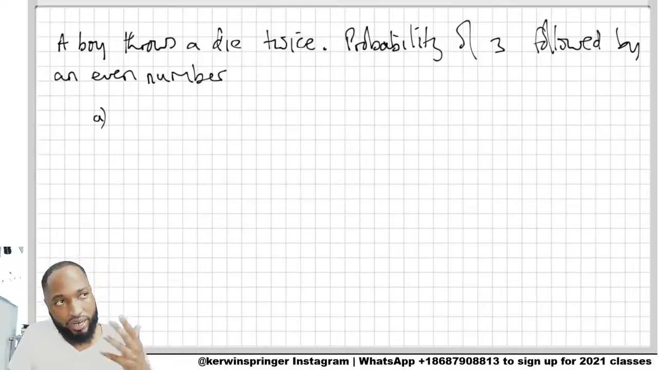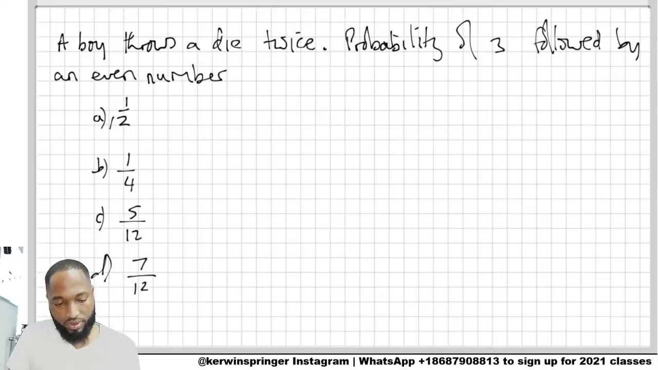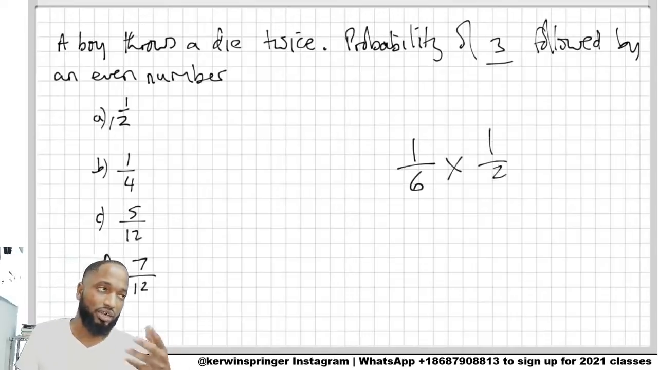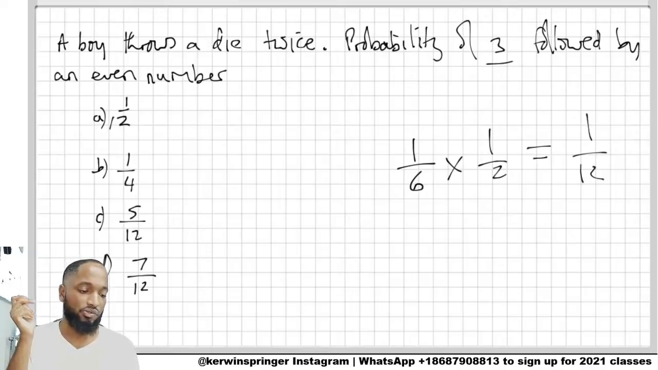What is the chance that he will get 3? 1 out of 6. So what is the probability? Let me put the answers first. Can't be this one, not too high. So the chance that he's going to get 3 is 1 out of 6. And the chance that he's going to get an even number is a half, because it has 3 even numbers, 3 odd numbers. So you just multiply the 2 by each other, 1/12.